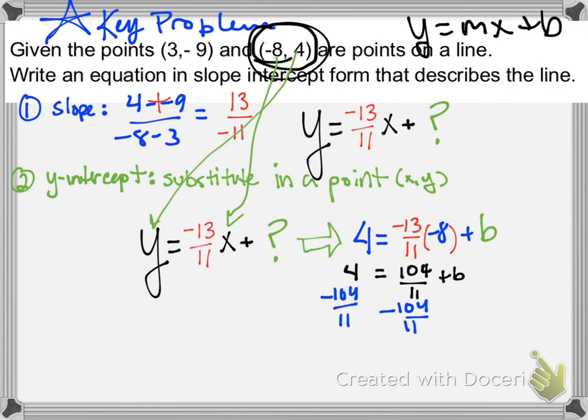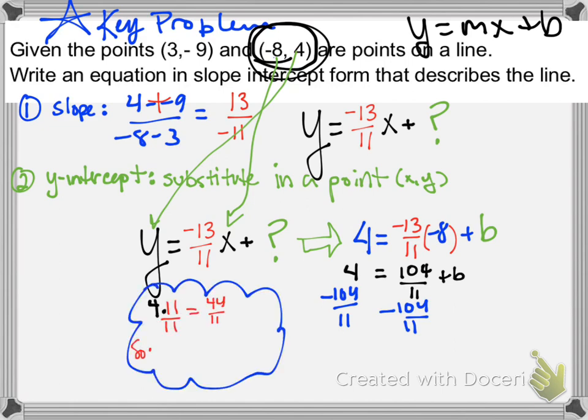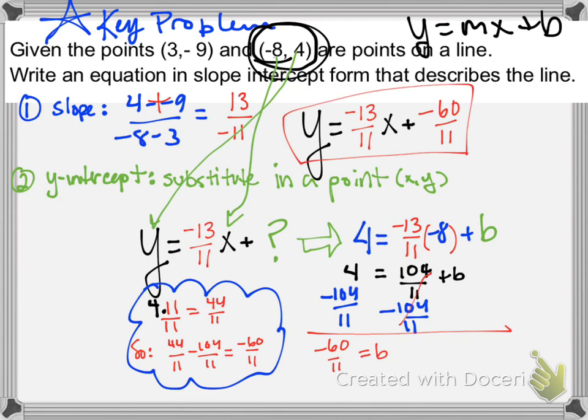Now 4 minus 104 over 11. For those of you that forget, I got to get a common denominator. So 4 is really 44 over 11. So 44 over 11 minus 104 over 11 is negative 60 over 11. And now I have my y-intercept. We're good to go. Just plug that bad boy right back in there, and we are done.